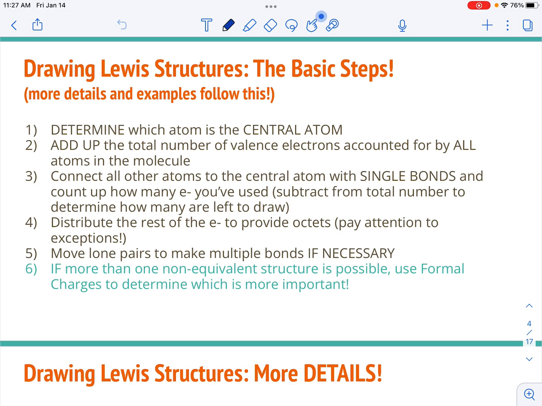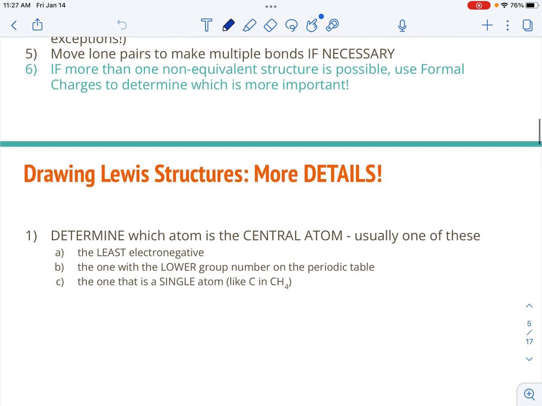So there are some basic rules that your textbook sets up for you for drawing Lewis structures, and this is a basic summary of them. You should already have these in your notes with some space for examples. So I'm going to expand on these a little bit individually, and then we'll do a bunch of examples together.